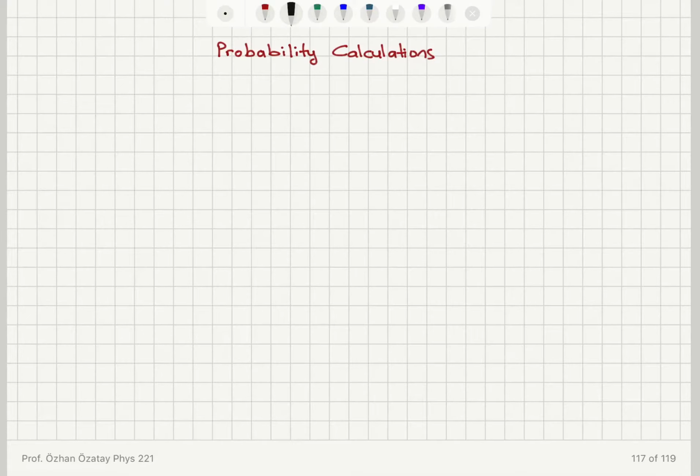Let's say that we have an isolated system, so there is no energy exchange with the environment, and this is at equilibrium. So from our previous discussion, this means that there is a number of accessible states. I will call this omega, the number of accessible states.